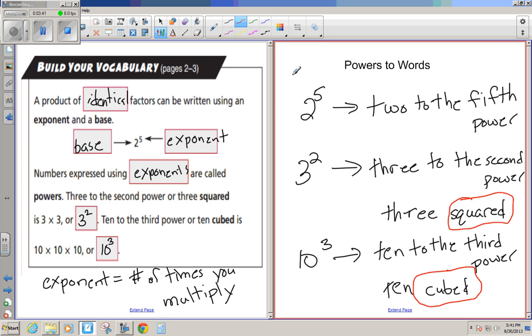All right, now look at this. This 2, is it the base or the exponent? It's the base. The 5 is the exponent. The 3 should be the base, and the little number up top is the exponent. All right, so why don't you write those in on your own and make sure they match the ones above.